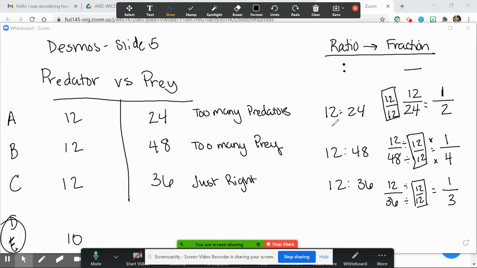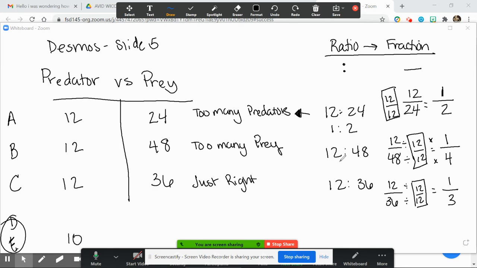So we change this ratio to 1 to 2, meaning for every one predator fish, he's going to get to eat 2 prey fish. 12 to 24 is equivalent to 1 to 2. Okay, they're equivalent ratios, just like we do equivalent fractions. So for every one predator, there's 2 fish. Well, they say that means there's too many predators. That's not going to work because predators need more than 2 fish.